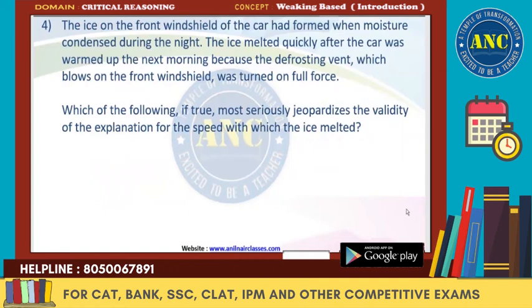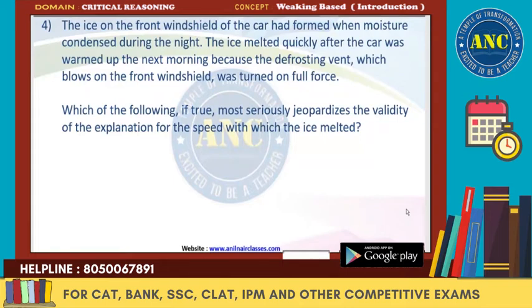The ice on the front windshield of the car had formed when moisture condensed during the night. The ice melted quickly after the car was warmed up the next morning because the defrosting vent, which blows on the front windshield, was turned on full force. Which of the following, if true, most seriously jeopardizes the validity of the explanation for the speed with which the ice melted?